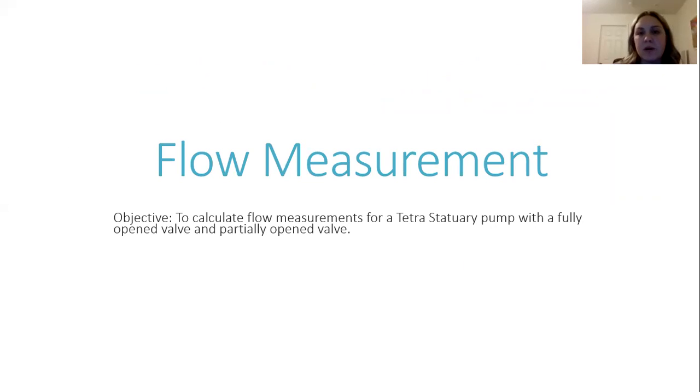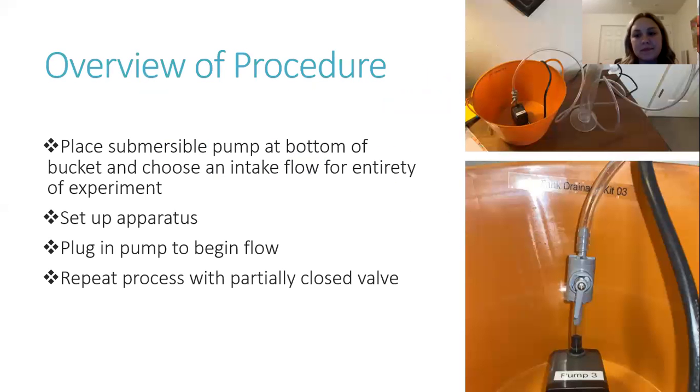The final experiment to be performed is the flow measurement, and the objective of this is to calculate flow measurements for a Tetra statuary pump with a fully open valve and a partially open valve. For this experiment, you're going to start by setting up your apparatus. You're going to place that submersible pump at the bottom of the bucket again, and make sure you choose an intake flow, and you're going to stick with this intake flow for the entirety of the experiment.